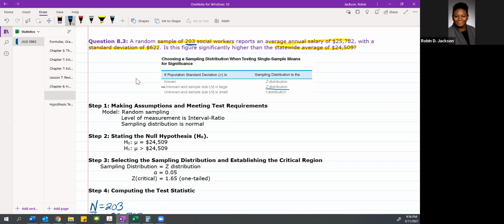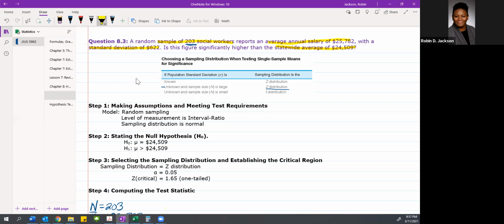Step one is fairly simple. Just by the nature of what we're doing, we're going to make the assumption that the data is random. It's collected through random sampling. The next thing you need to do is determine, is this interval ratio data or not? And it is. We're able to get a mean. We can do calculations with this data. The only other one we would look at probably is nominal. And if it was nominal, we wouldn't be able to calculate a mean. We wouldn't be able to add or subtract the data itself. Okay. So it's interval ratio.